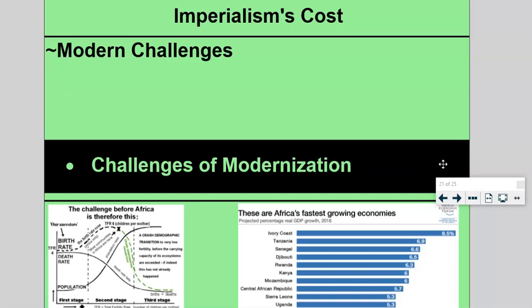So all kinds of problems here for the continent, but there's hope, right? There are some countries that are doing well. There are advances in education and healthcare. There are some advances in economics, but it'll still take more time.